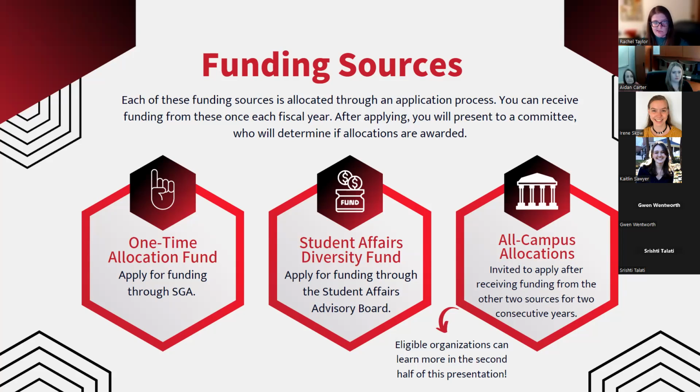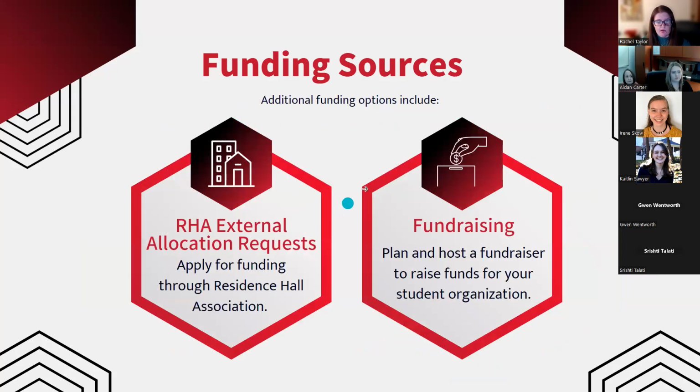All-campus allocations is another form of funding source. We will go into much more detail with our experts from the business office when the time comes. But eligible organizations will learn more about what it means to receive funding from all-campus allocations and what that proposal process looks like for this upcoming year. Two additional funding sources are listed here on this slide, and I will provide the link for RHA, external allocations, at this time. You can apply through the Residence Hall Association, is what RHA stands for there. And note that the maximum request for an event there is $900.